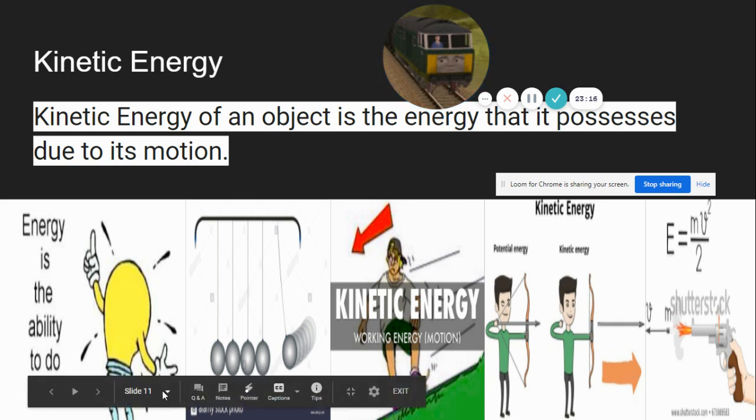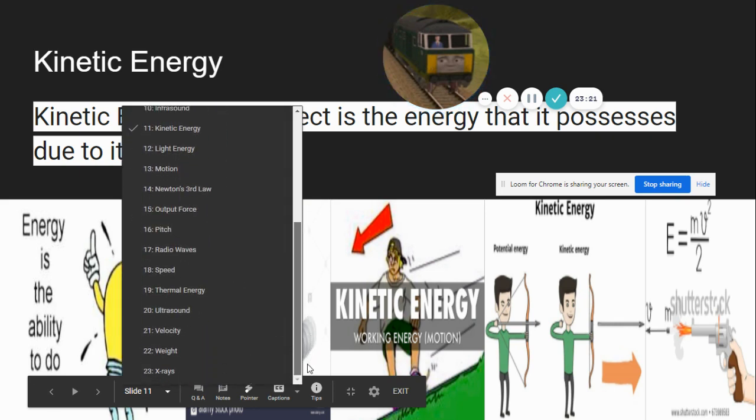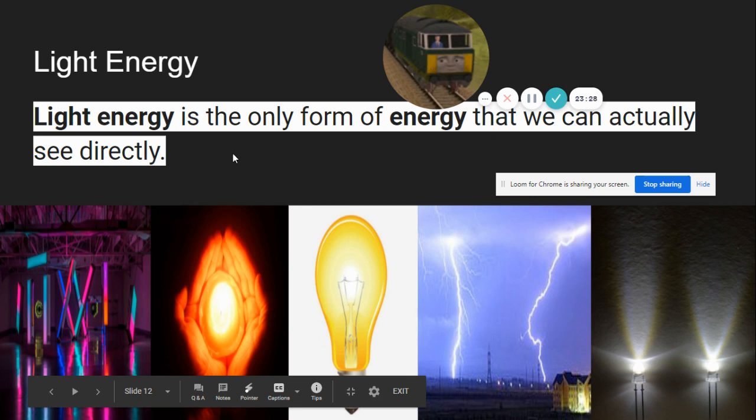So yeah, all right, that's enough for kinetic energy. All right, so let's move on. How many do we have? Like 12 or 11. Okay.